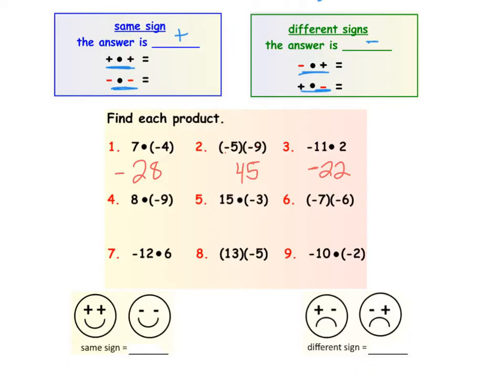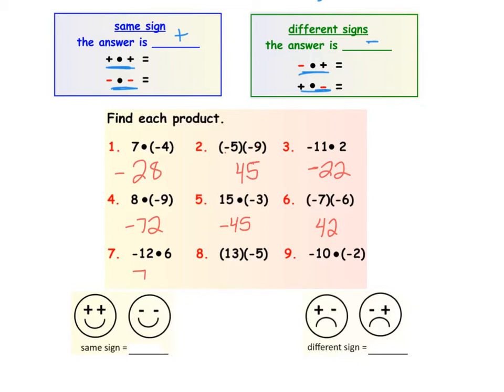All right, so hopefully you paused it and gave it a try. In number 4, you got 8 times 9, which is 72. And then they're different signs, one positive, one negative, to give you negative 72. Number 5, 15 times 3 is 45. Different signs gives you a negative 45. Number 6, same sign, they're both negative. So you know your answer will be positive. And 7 times 6 is 42.